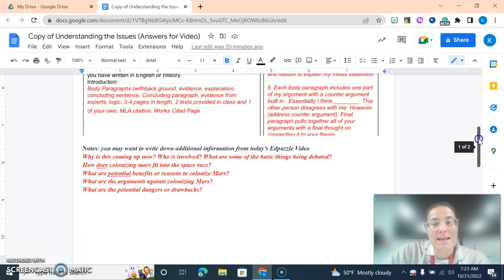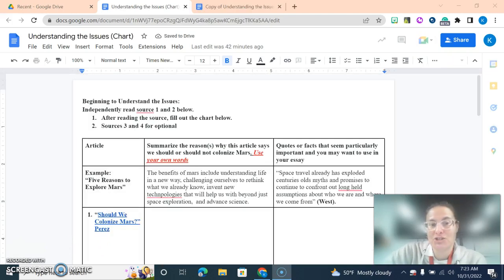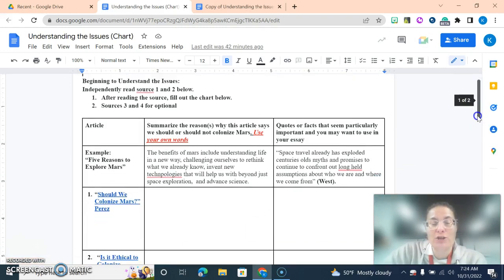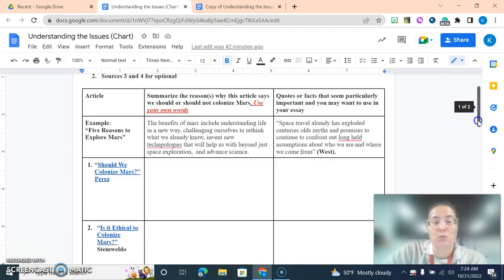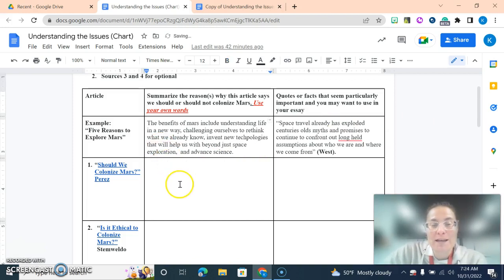The second part of today's activity is this chart. So there's just a couple of things you need to do for this chart. I've given you 4 different sources. Now everybody has to read source 1 and source 2. It just provides some basic overviews to the issues involved. It's a good place to start. After reading each of those articles, you're going to write a 1 or 2 sentence summary of the argument in those articles. So essentially, they argue what about colonizing Mars? And you can see an example that I have there from the article we read in class last week.